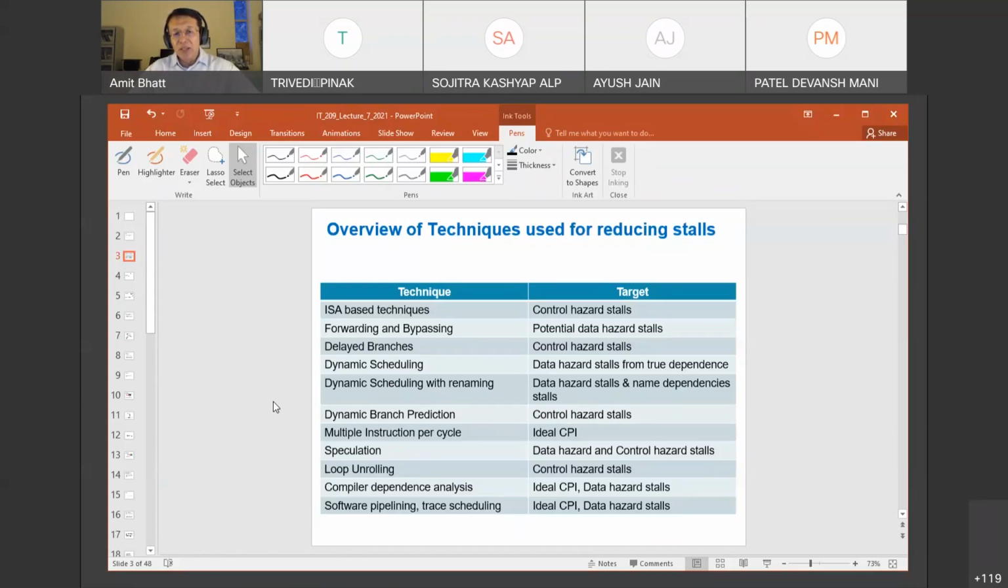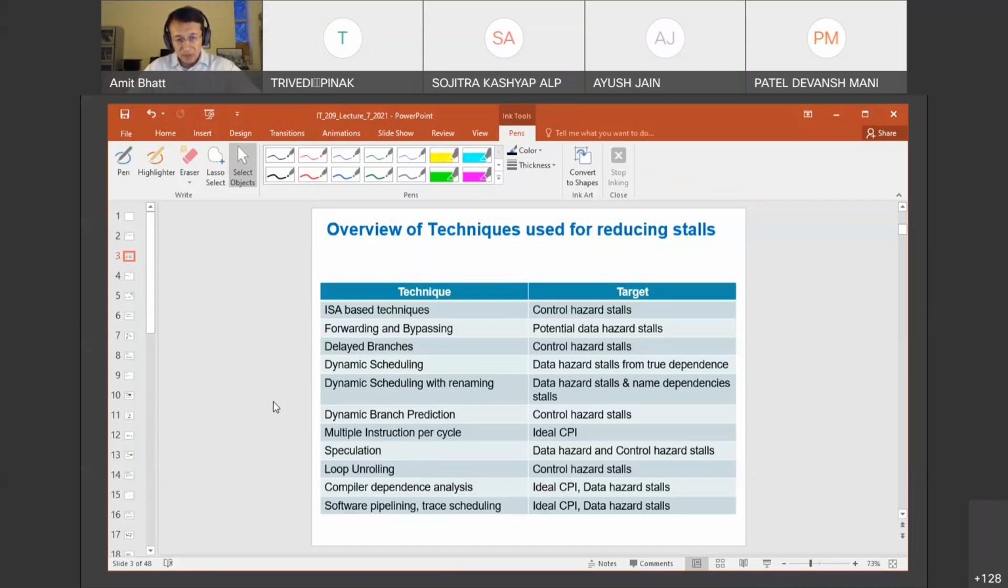Then in this particular lecture we studied dynamic scheduling, so that you can remove the true data hazards. True dependence is also known as RAW hazard, as you would have known by now. Then you can do renaming, which would remove anti-dependencies, that is WAR and WAW hazards. Then the dynamic branch predictor, which we studied in great detail. Multiple instructions per cycle, that we also studied as part of the superscalar processor.